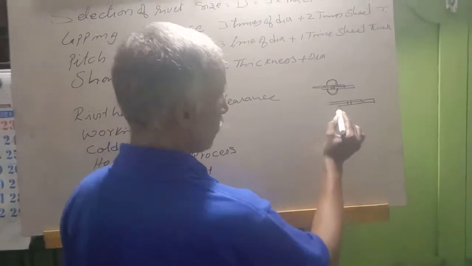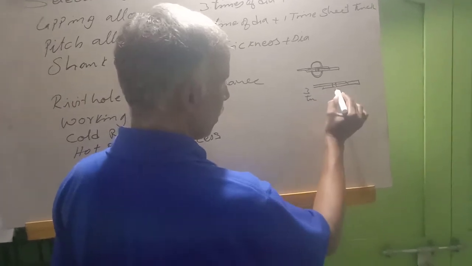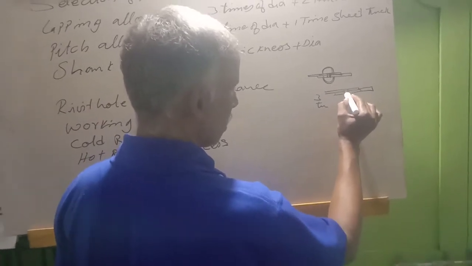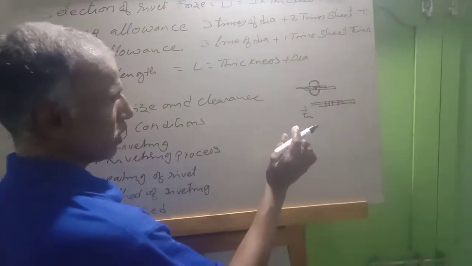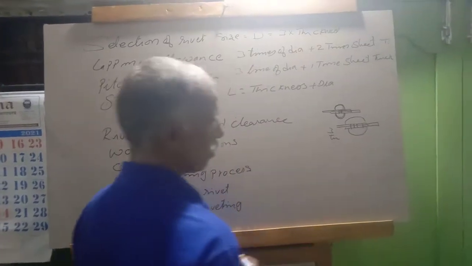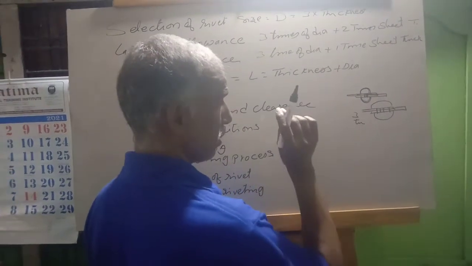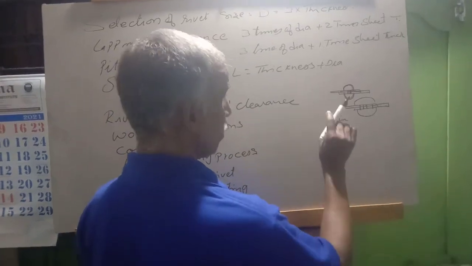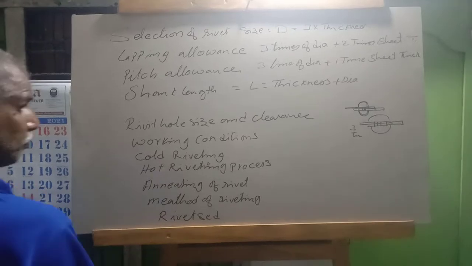If the sheet is 3 mm thick and I put this rivet, the rivet diameter is very big and the rivet head will be this much big, so it will not suit. According to the thickness of the sheet, we have to select what diameter of rivet to use. That is the selection of the rivet size.